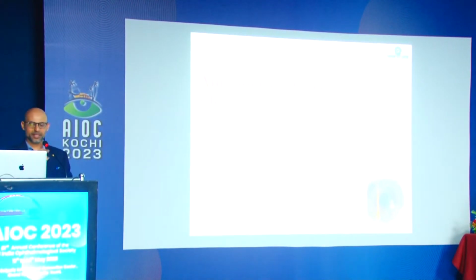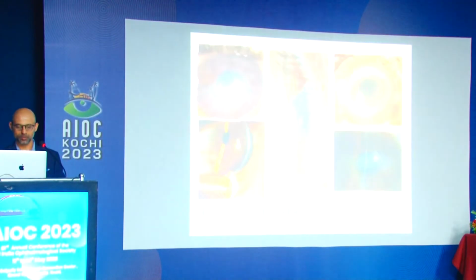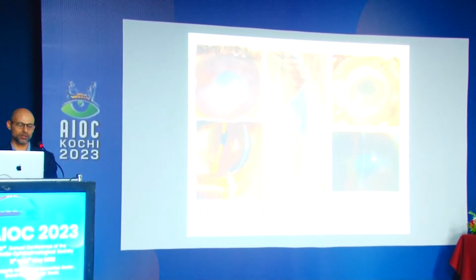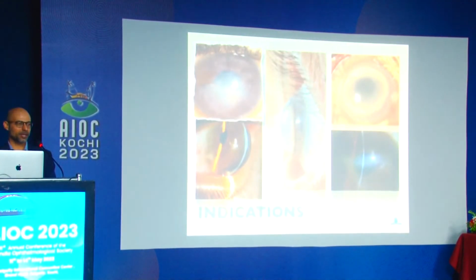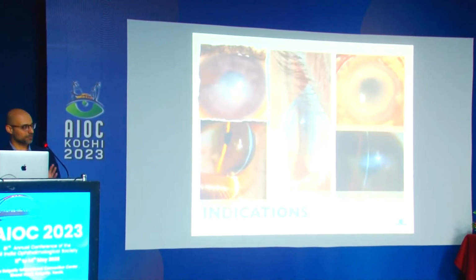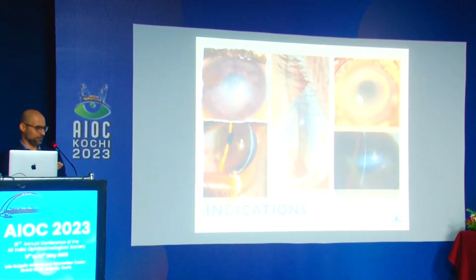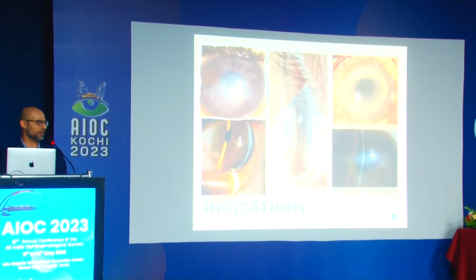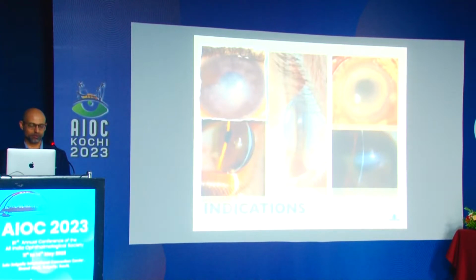So my topic is anterior lamellar keratoplasty. When, what, and how. So when do we do anterior lamellar keratoplasty? Whenever we have a disease limited to the stroma. That means basically it's not a surface disease. It's not something which is involving the endothelium. It's essentially involving the anterior, mid, or posterior stroma, or all of it.